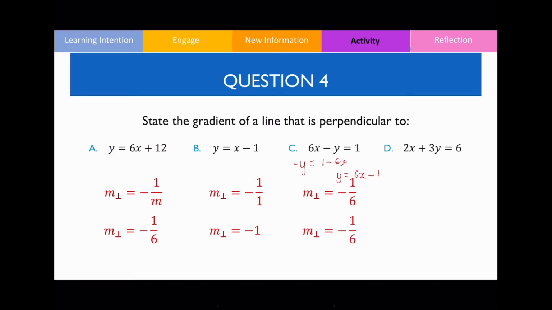Okay. For part D, again, we're going to need to rearrange the equation. So it's going to be 3y is equal to 6 minus 2x. Divide both sides by 3. So y is equal to 2 minus 2x on 3. So your gradient in this case is going to be equal to -2 on 3. Find the negative reciprocal of that. And if you do that correctly, then it should be +3 on 2, which is the same thing as 1.5.